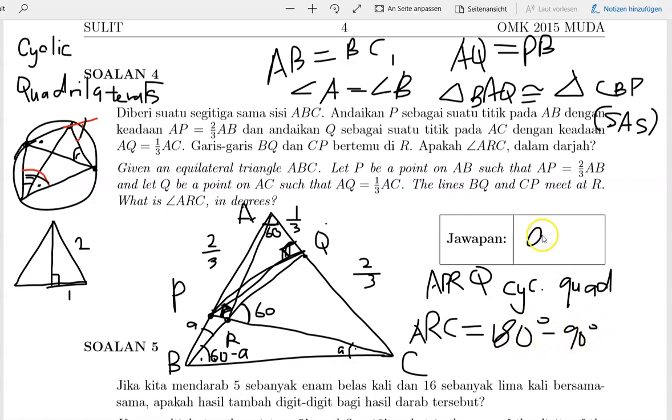Okay, here we have our 90 degrees. So this arc is 90 degrees. What a long question.